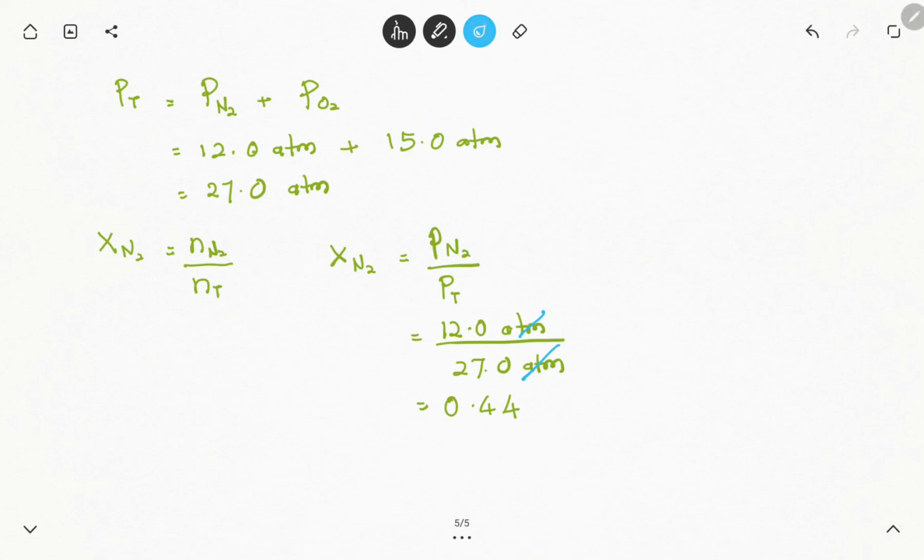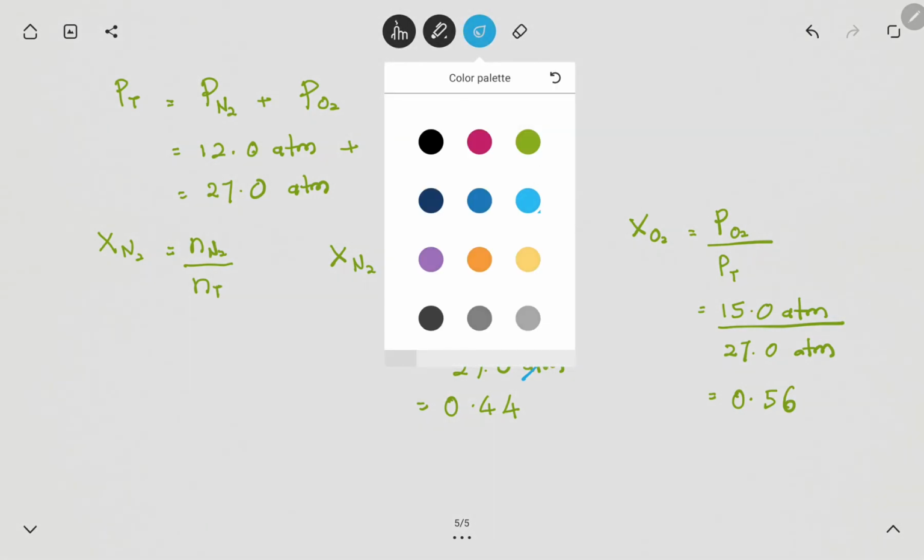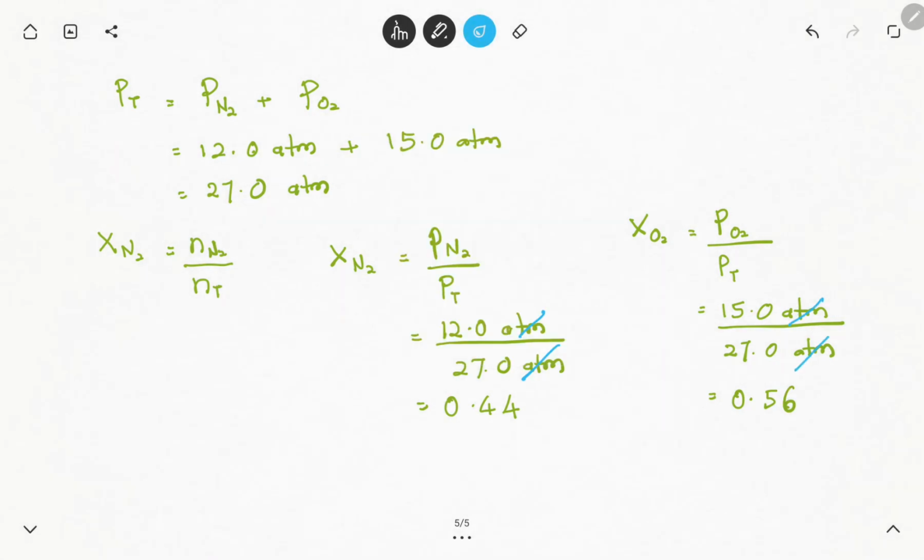For the mole fraction of oxygen gas, the partial pressure of oxygen gas divided by P total, so 15 atm divided by 27 atm, so the mole fraction is 0.56, no unit, since we cancel the unit of atm.